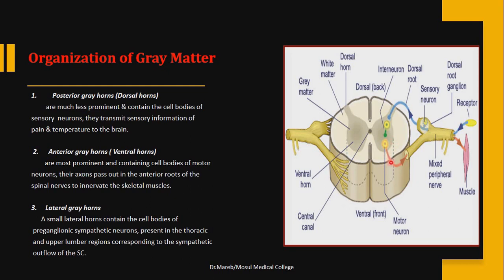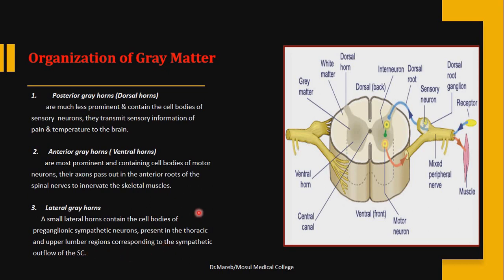They pass in the anterior root of the spinal nerve and innervate the skeletal muscle. So the ventral or the anterior gray horn is most prominent and contains the neuronal cell bodies of motor neurons, and their axons pass in the anterior root of the spinal nerve and innervate the skeletal muscle. Now the lateral gray horn, this will be less prominent, and it is present only in the thoracic and upper lumbar region, and it contains preganglionic sympathetic neurons, and it represents the sympathetic outflow of the spinal cord.